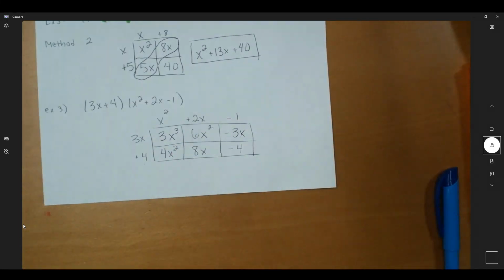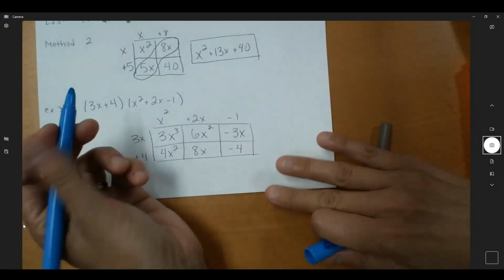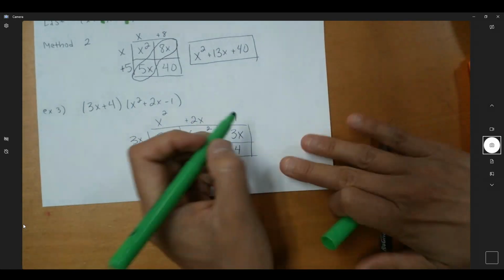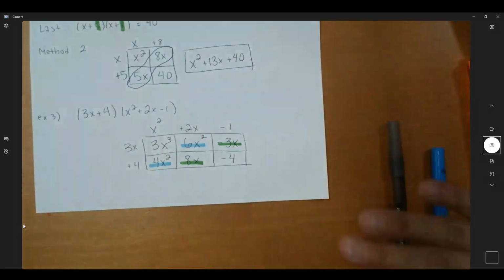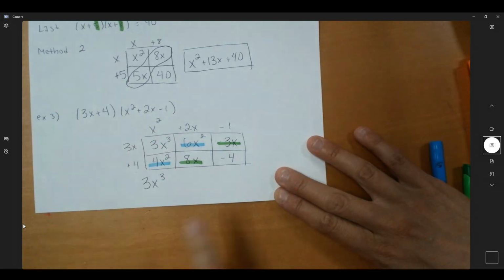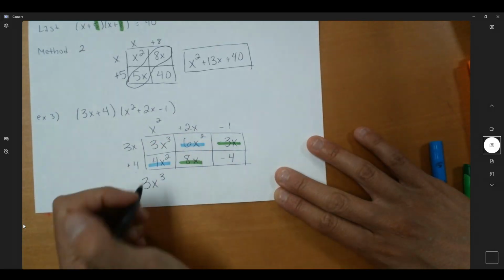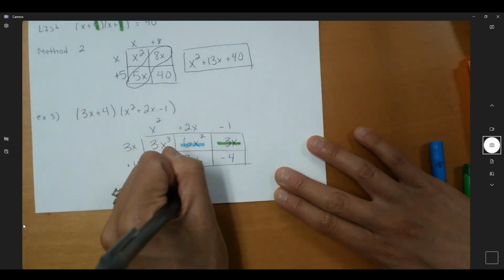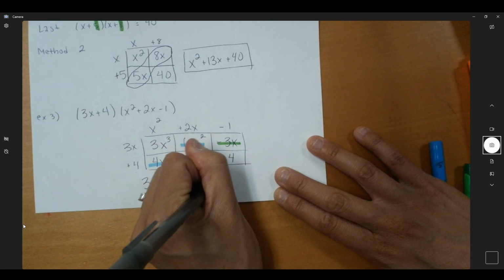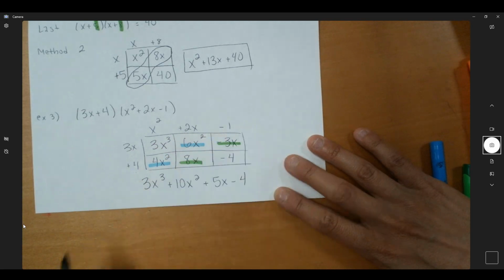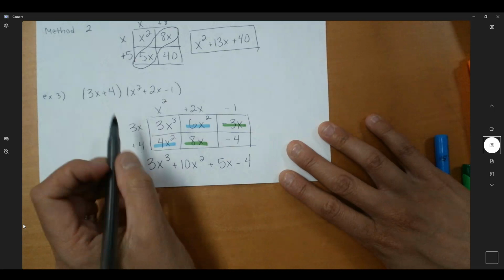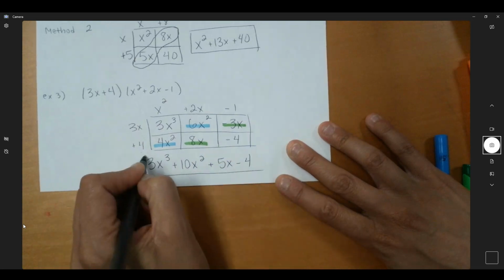So we're going to want to combine everything that can be combined. So you can see we have x squared terms, those should be combined. And then the x's should be combined. So this is going to be 3x cubed. Then our x squareds become 10x squared. Our x's become 5x and then minus 4. Again, checking that it's in degree order. So 3, 2, 1, none. This is our final answer.